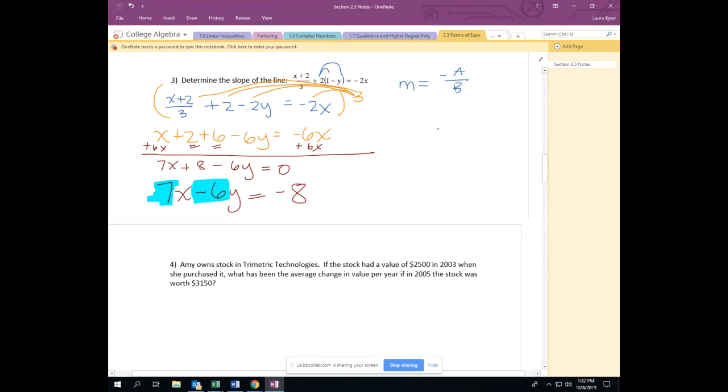And so we're going to take the opposite of the A term, which is negative 7, over regular B term, which is negative 6. And then this does simplify a little bit because negative 7 over negative 6 becomes positive 7/6. So there's our slope.